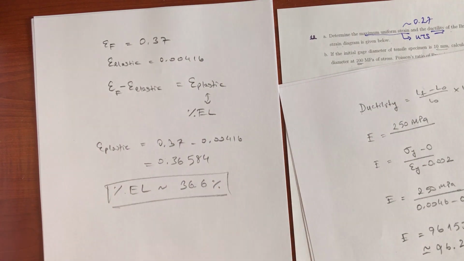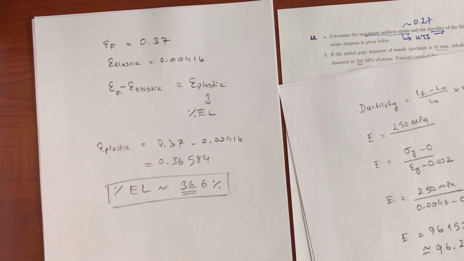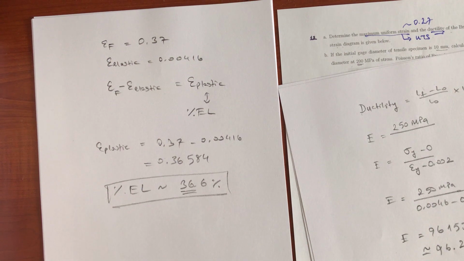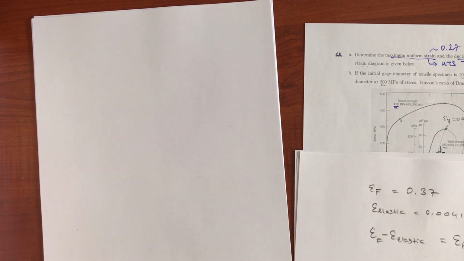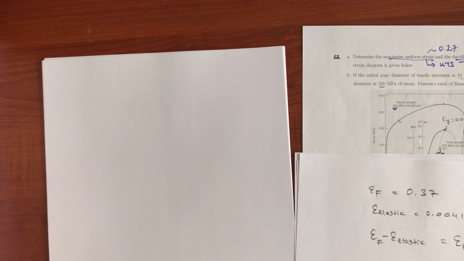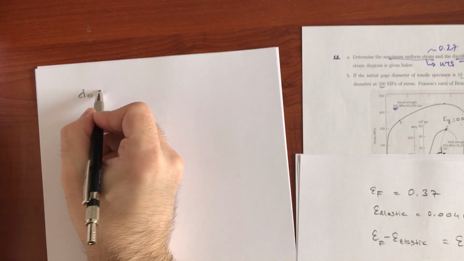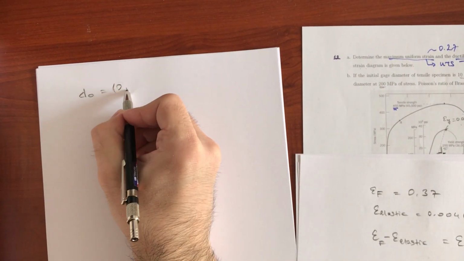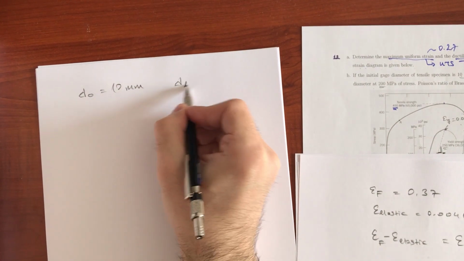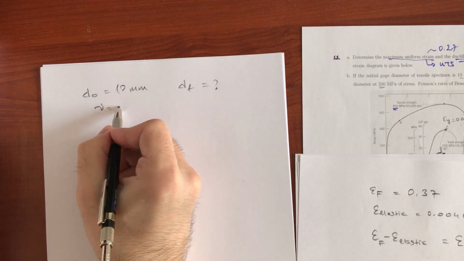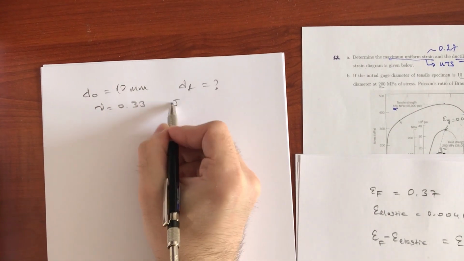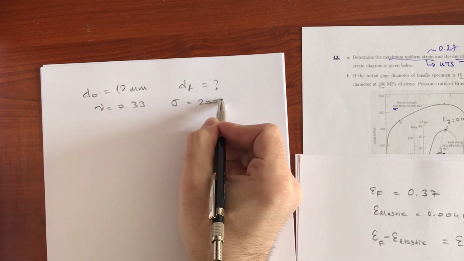So not much has changed. The amount of deformation is still around 36%. But the results of part B change significantly for this problem. In part B, the initial gauge diameter is given, the final is asked of us, and the Poisson's ratio is given as 0.33. The stress applied is 200 megapascals.